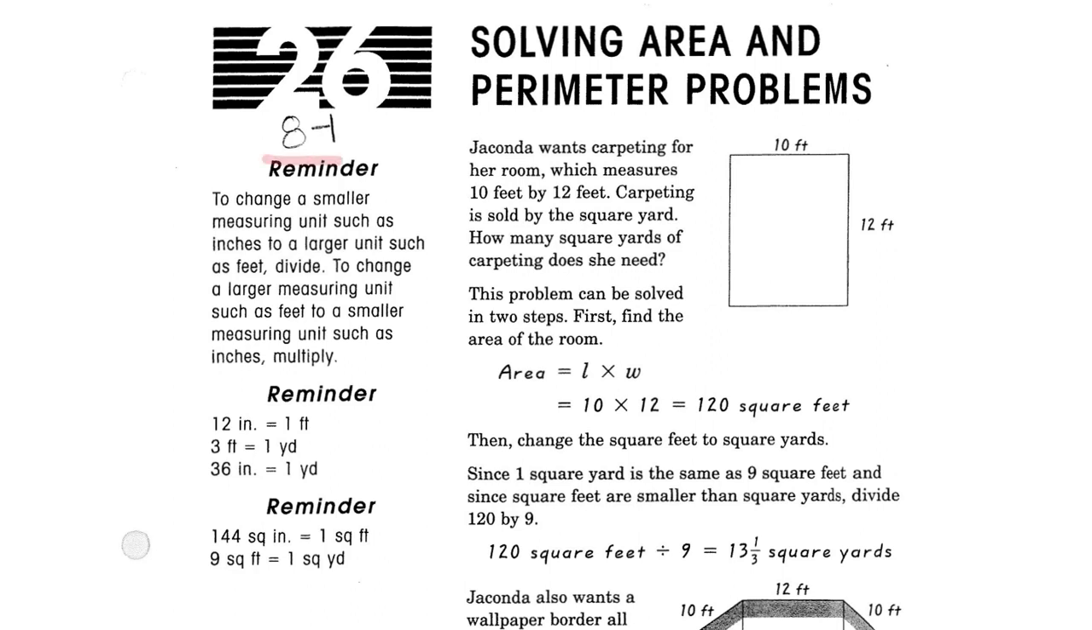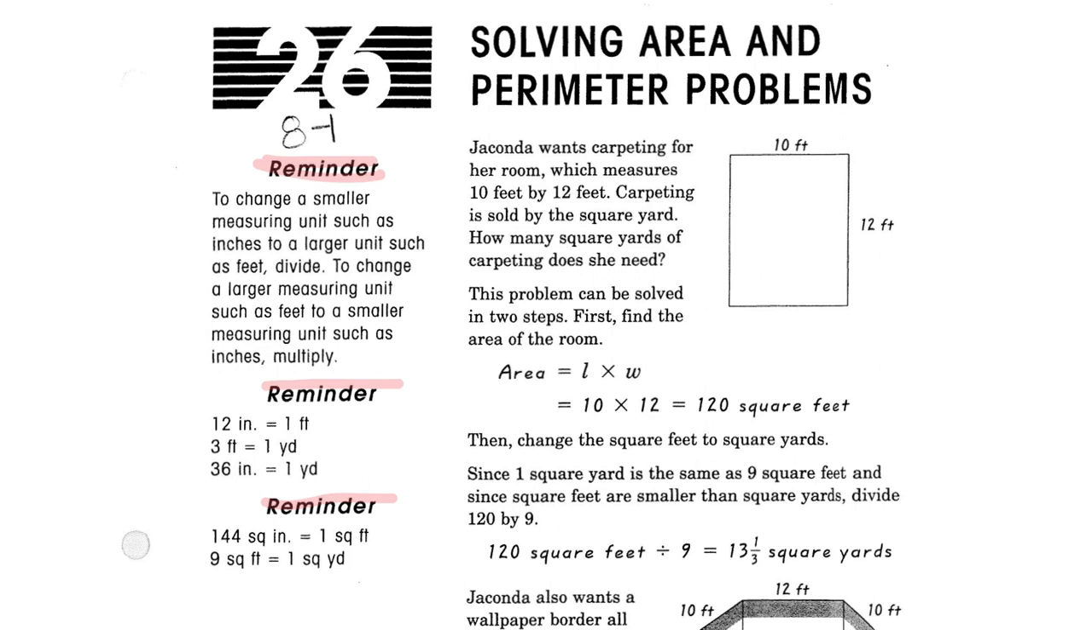We have a reminder. It says to change a smaller measuring unit such as inches to a larger unit such as feet, divide. To change a large measuring unit such as feet to a smaller one such as inches, multiply. So remember that 12 inches equals 1 foot, 3 feet equals 1 yard, 36 inches equals a yard, and that there's 144 square inches in 1 square foot. There are 9 square feet in 1 square yard.